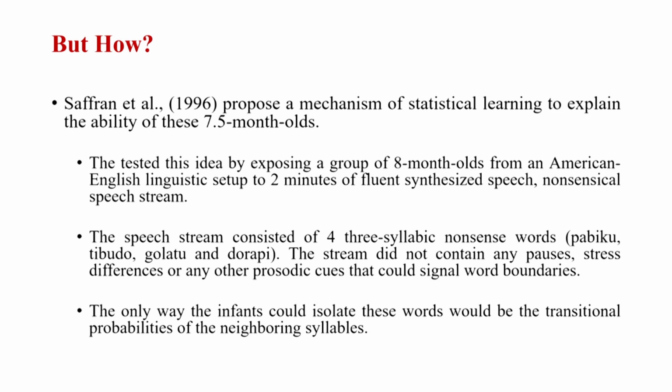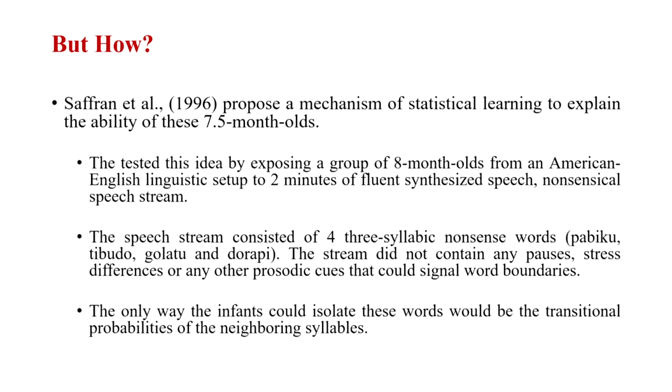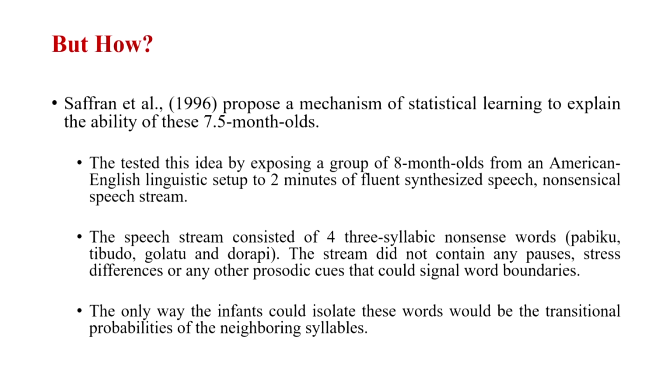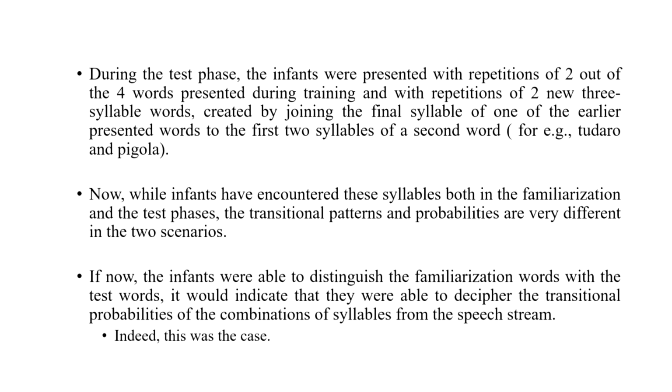Say for example, in pa, bi, ku, ti, bu, do, and go, la, tu, do, ra, pi, what they are doing is, say for example, taking the pi from do, ra, pi and combining it with go, la, the go and la from this previous word. So, it basically creates words like tudaro and pigola, which are, again, made of syllables that might have been heard earlier, but they have not been heard with equal probability. When they hear pabiku, tibudo, golatu, and dorapi, they are hearing these syllables coming together more frequently, with higher probability, than tudaro coming together or pigola coming together. So the difference is, while the syllables are the same, the transitional probabilities are different. Transitional probability basically means with what probability a particular syllable follows the other.